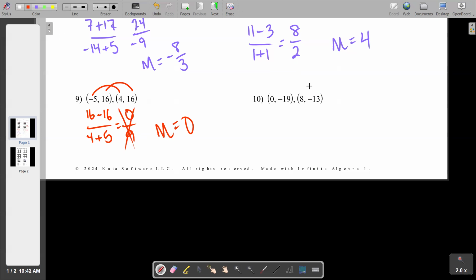And then on the very last problem, 6th verse, same as the first 5, all right, over and over again. -13 plus 19, sorry about that one, that's my bad, over 8 minus 0. What's -13 plus 19? Okay, good, 6. And what's 8 minus 0? 8, and that can be reduced to, just like it always has been able to since like 4th or 5th grade, m equals 3/4. Any questions on the slope page?